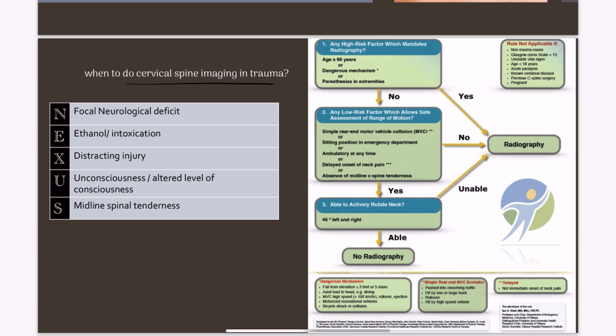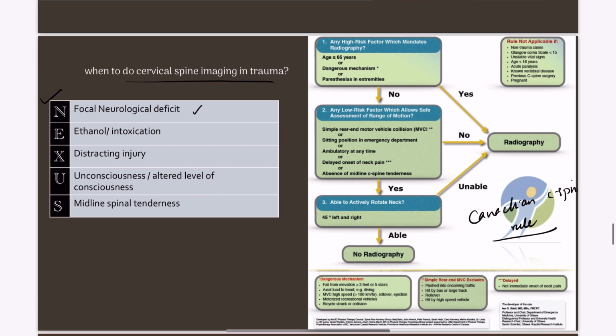We have two criteria. One is the NEXUS criteria, another one is the Canadian C-spine rule. The NEXUS criteria says whenever there is a focal neurological deficit, alcohol or intoxication, distracting injury other than the cervical spine injury, unconsciousness or altered level of consciousness, and midline spinal tenderness, if any one of these is present, then we have to go ahead with the imaging of the cervical spine.